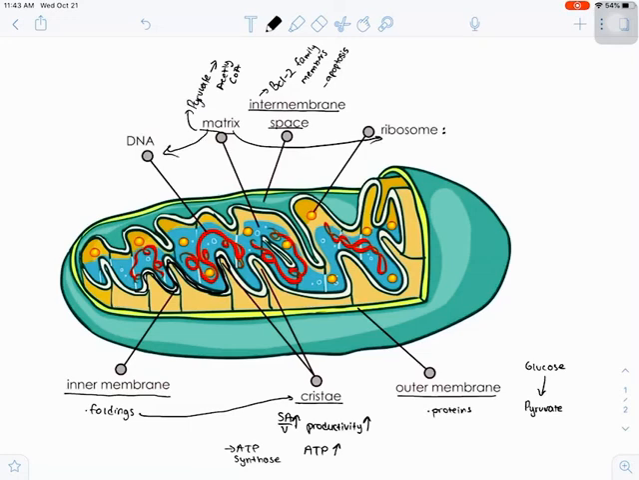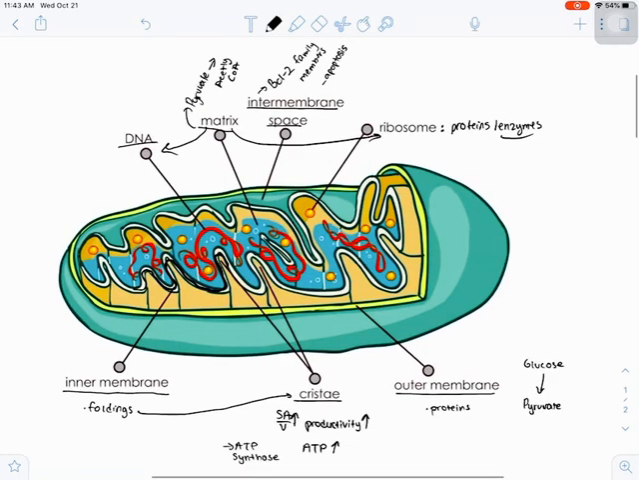The ribosomes in the mitochondria synthesize proteins and certain enzymes. For example, one of these enzymes catalyzes the transformation of pyruvate to acetyl-CoA. And then we have the mitochondrial DNA, which regulates the mitochondria in general, and it can only be maternally inherited.